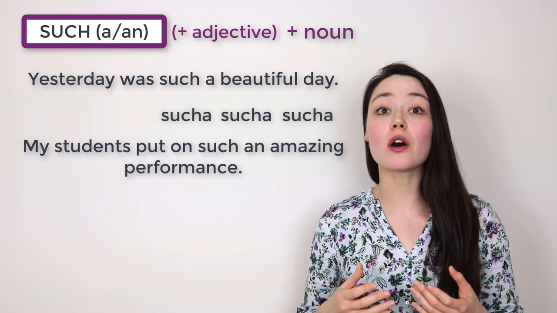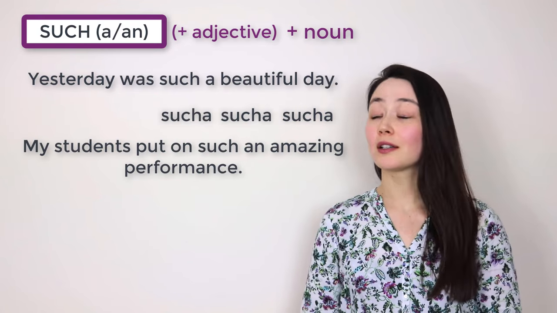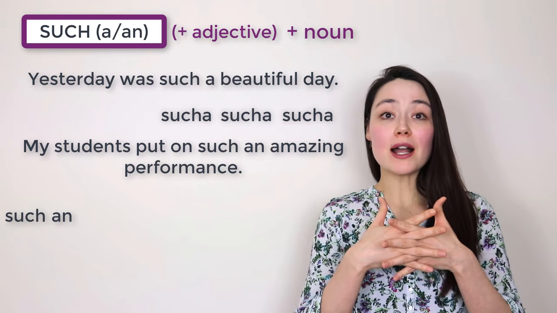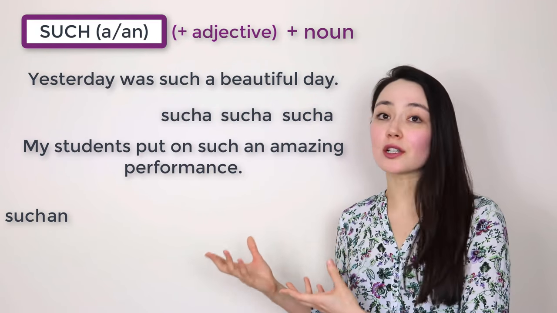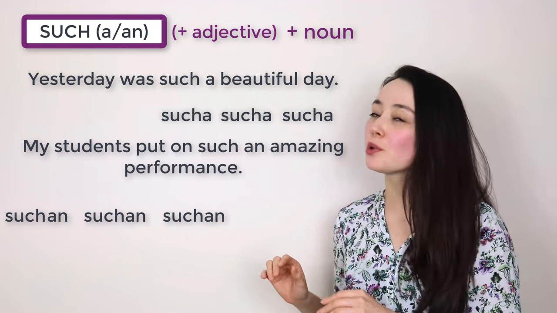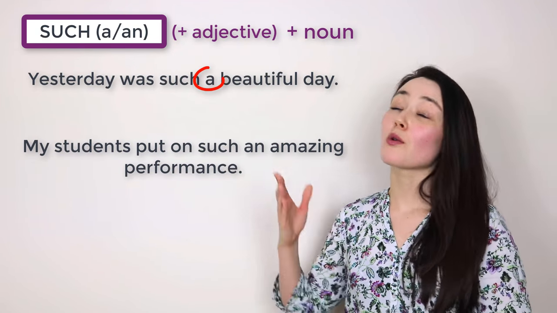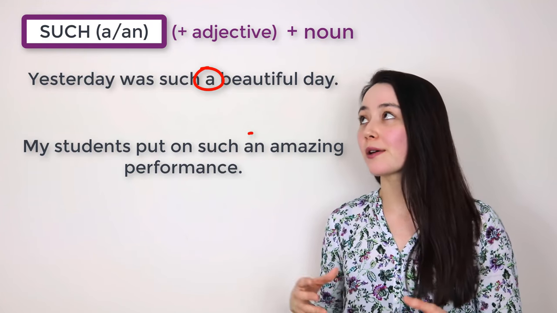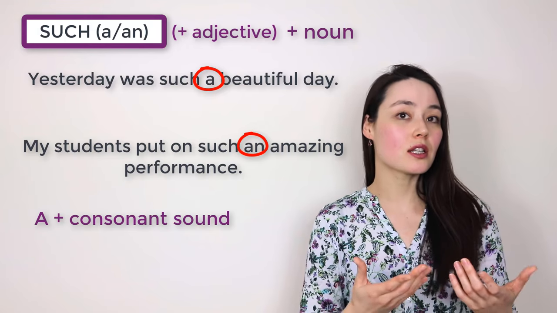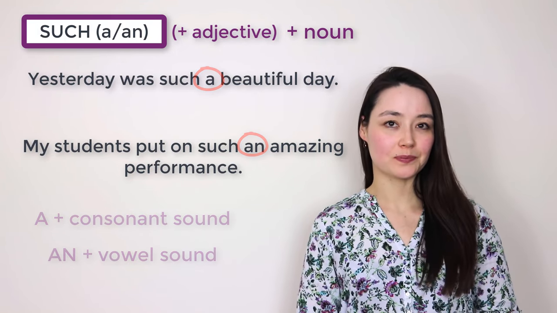My students put on such an amazing performance. Again, if you want to sound more natural, combine such and an. Such-an, such-an, such-an. My students put on such an amazing performance. Why do I use a? Why do I use an? We use a before a consonant sound and an before a vowel sound.